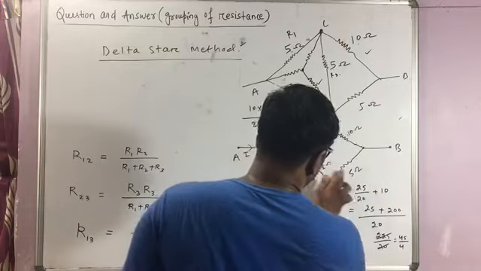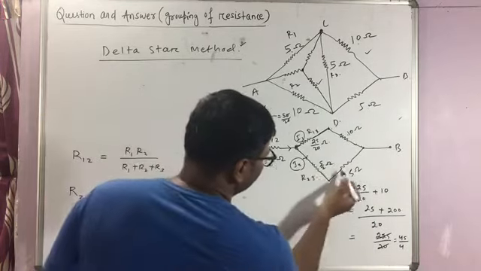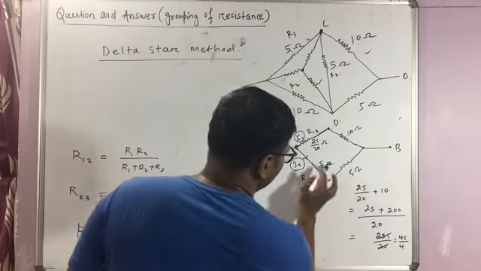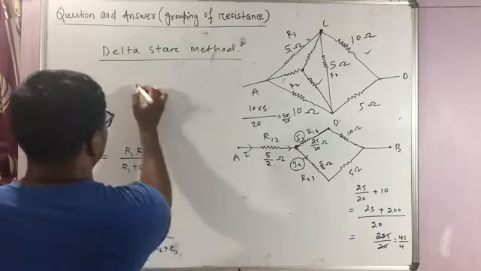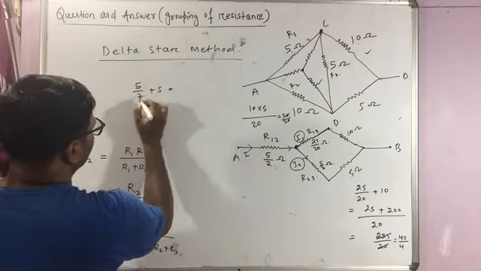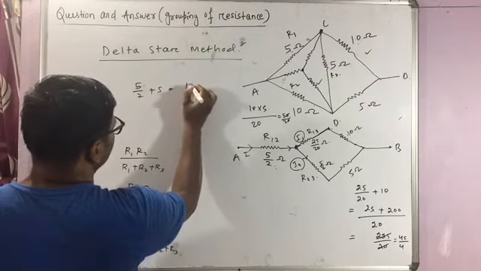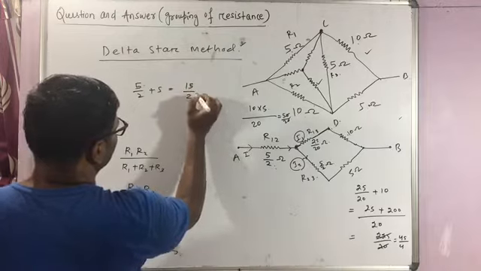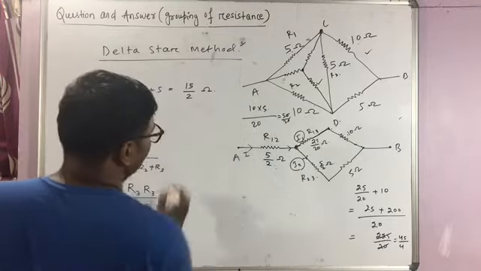And again similarly you can find the effective resistance of these two. They are in series. 5 by 2 plus 5, which is 15 by 2. 15 by 2 ohm.